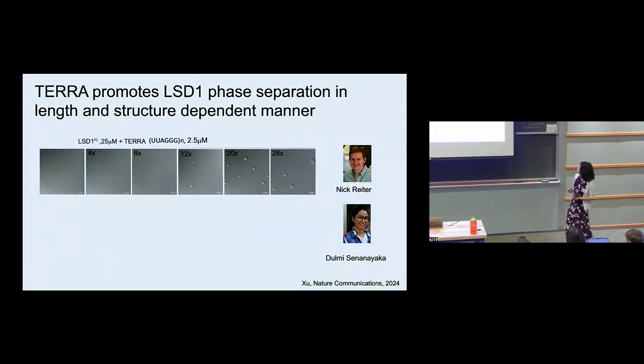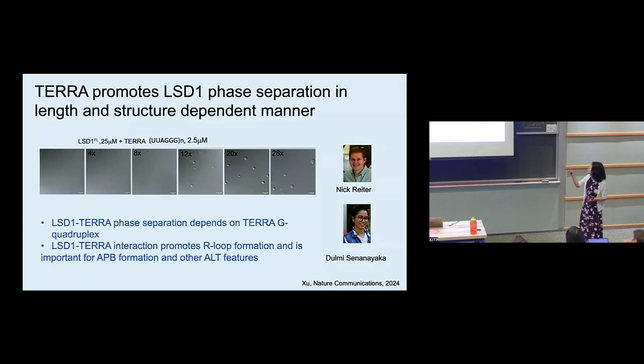And anyway, because TERRA and LSD1 interact, of course you have to see whether they form a blob. So we did that, with our collaborator who is an expert on LSD1. And this blob formation depends on TERRA G-quadruplex conformation. And interestingly, if we use a G-quadruplex inhibitor, it doesn't abolish the condensate formation. And we show that this interaction promotes R-loop formation, and it's important for APB formation and other features, meaning that it agrees with the hypothesis that it comes upstream of the APB formation, but we don't know how it contributes to APB formation.